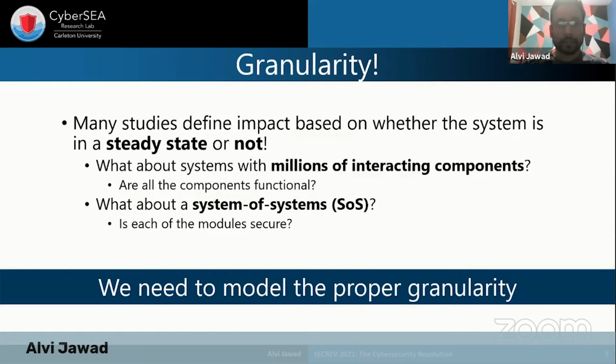What about modular systems? What about systems of systems? In systems of systems, we have as components other systems. So in this case, we can't really only care about the SOS, or the entire system of systems in general. We need to care about each of these systems and then each of the components of the systems. So again, granularity was a big problem. As we were dealing with modeling and simulation approaches, we figured out that we needed to model the proper granularity, and we needed a modeling technique that was suitable for that.